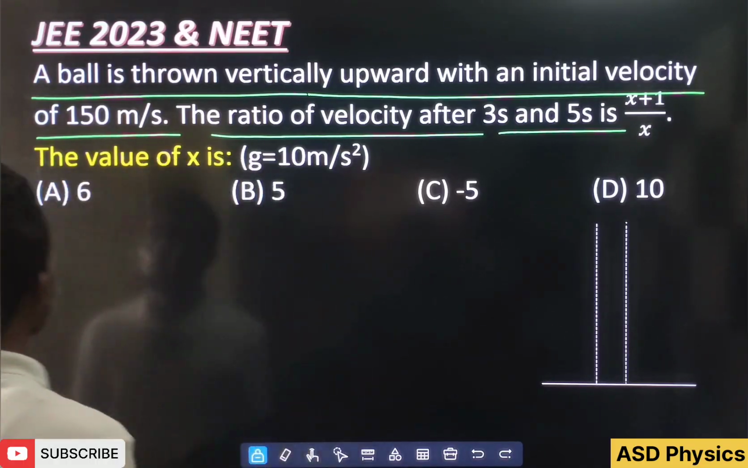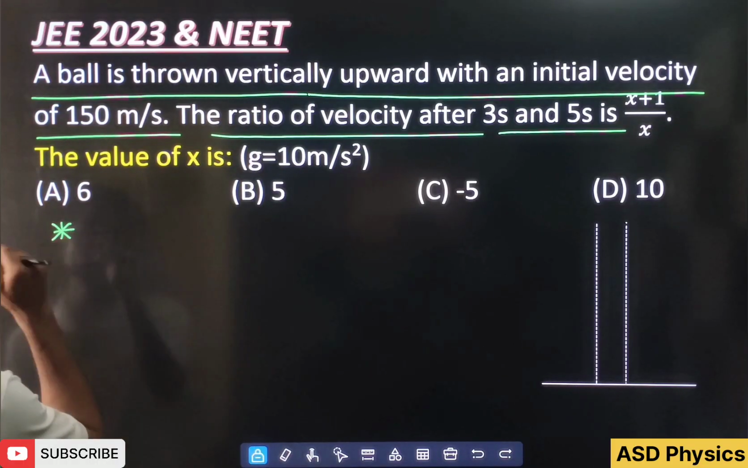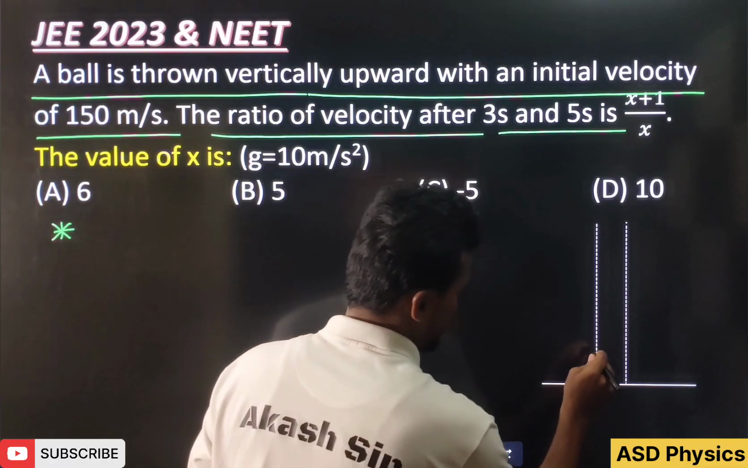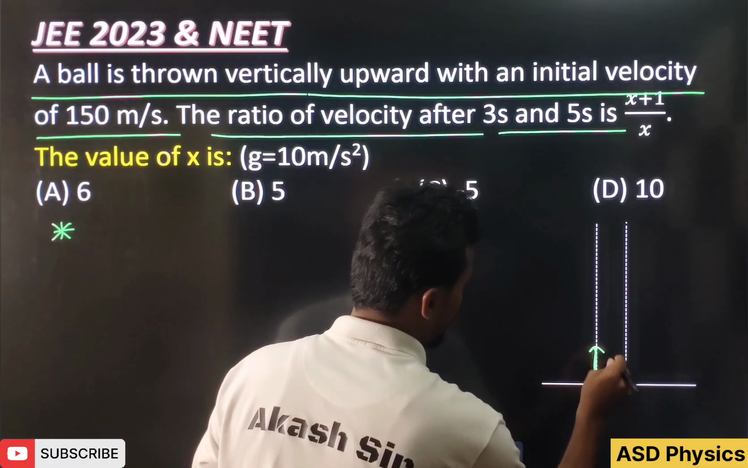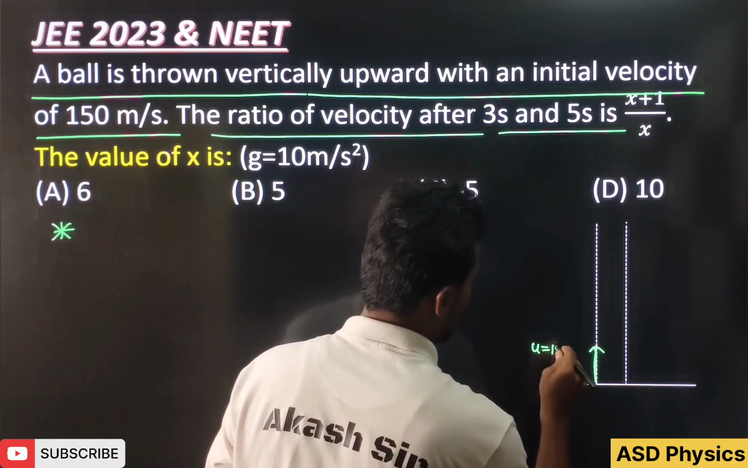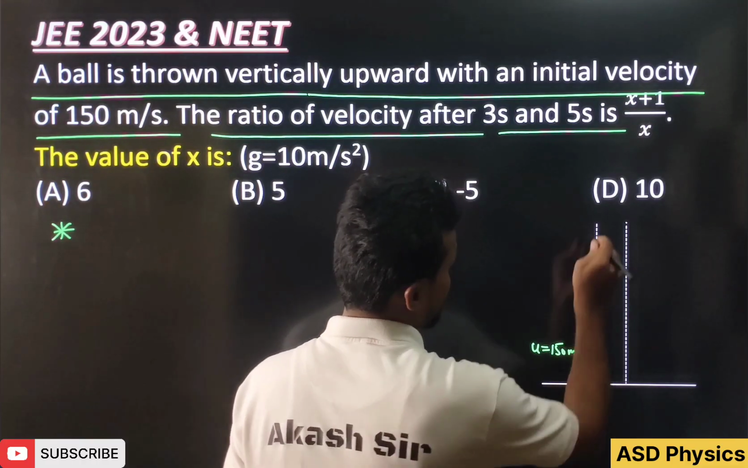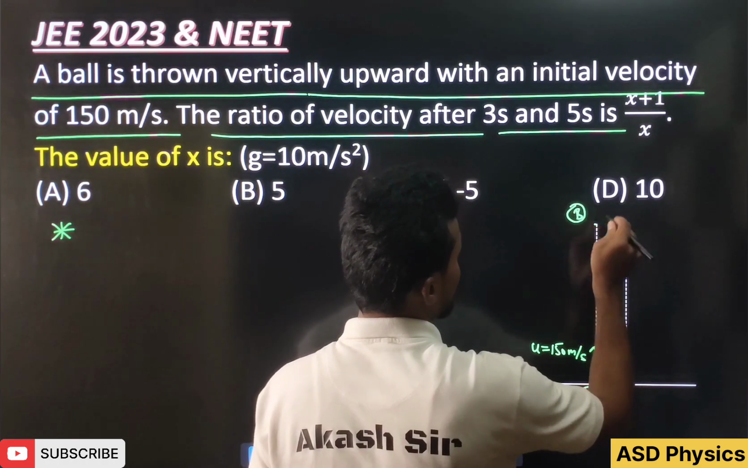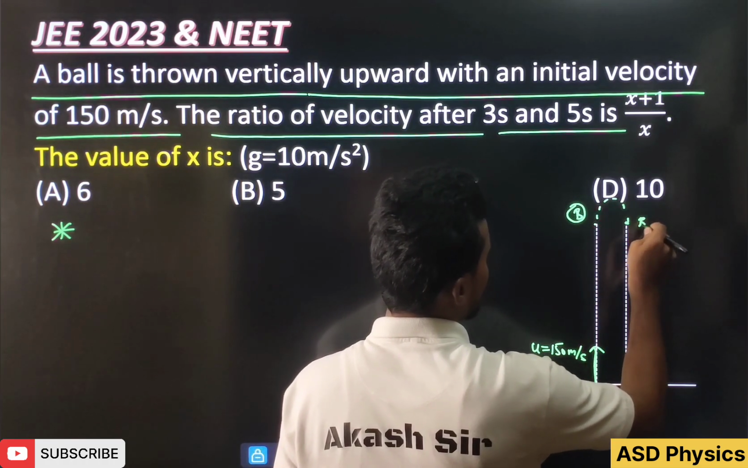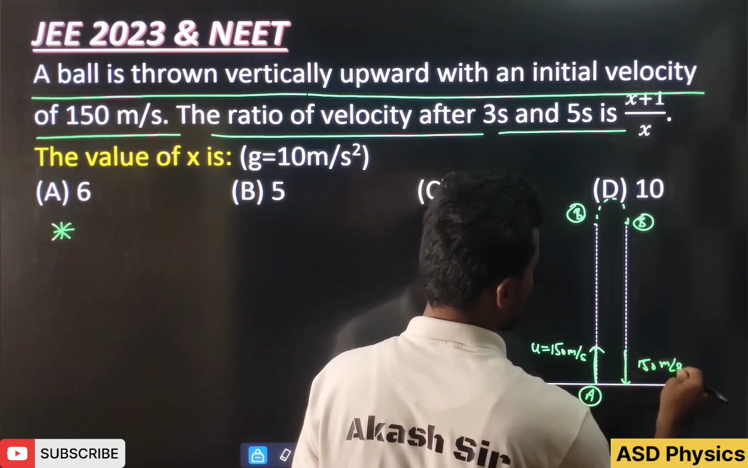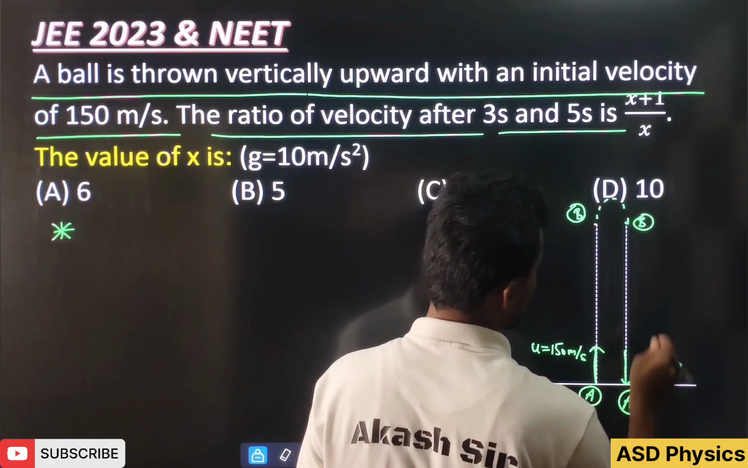Remember that here we are throwing with 150 meter per second. Upward is positive, 150 meter per second. This is point A, and let's take the highest point as point B. Then it will go up to B, and again come back and hit with 150 meter per second. Let's take this as A dash.